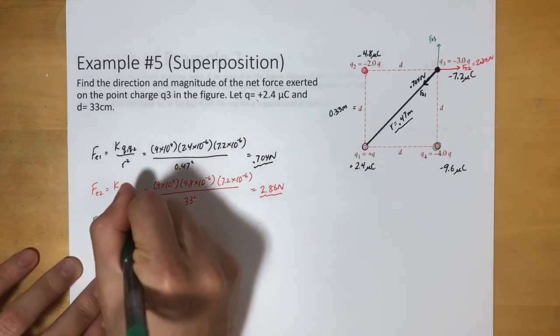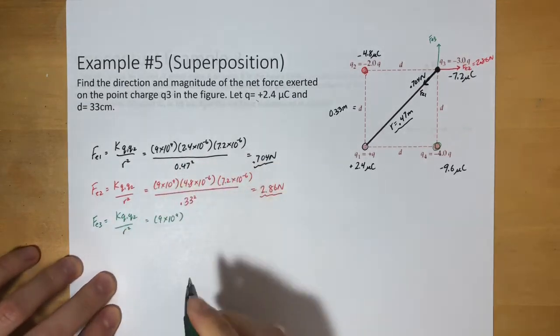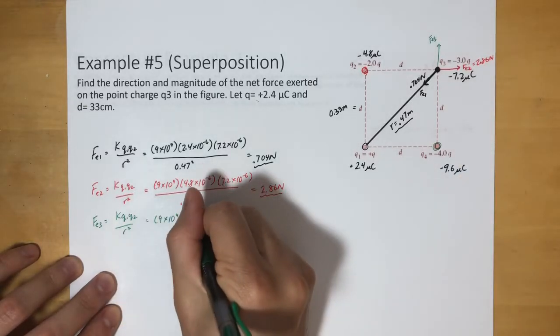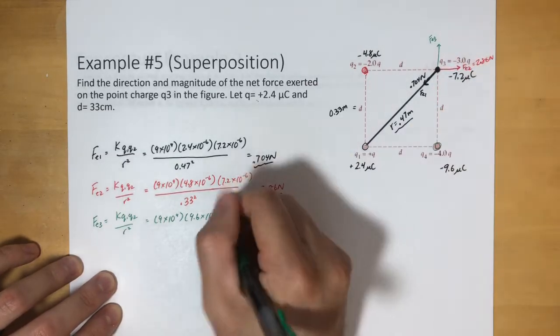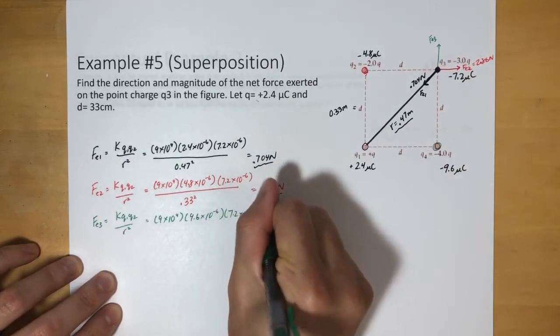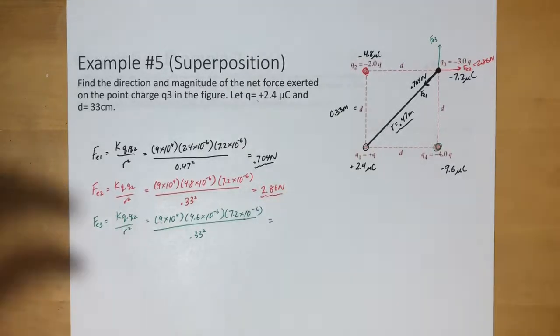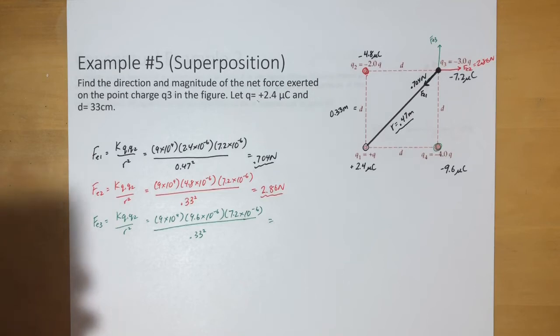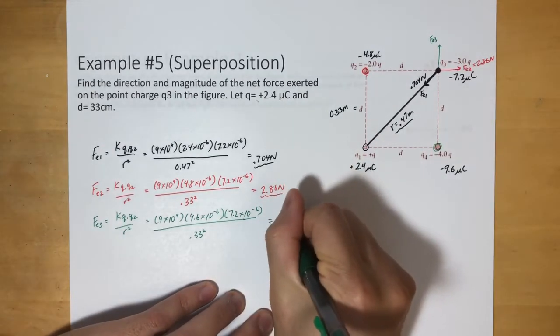This is going to equal, again, kQ1Q2 over r squared. So this is going to be 9 times 10 to the 9th. Q1, I'm going to call this one Q1, is equal to 9.6 times 10 to the negative 6. This one is 7.2 times 10 to the negative 6. And then, again, this is 0.33 away from each other. And now we can figure out what this is. 9 times 10 to the power of 9 times 9.6 times 10 to the power of negative 6 times 7.2 times 10 to the power of negative 6 divided by 0.33 squared. And we get 5.71. As we said, this one is going to be the largest.